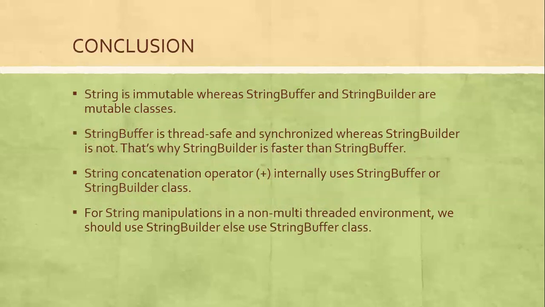This brings us to the conclusion. Let's just summarize. String is immutable, whereas StringBuffer and StringBuilder are mutable classes. StringBuffer is thread safe and synchronized, whereas StringBuilder is not. That's why StringBuilder is faster than StringBuffer. In terms of performance, StringBuilder is faster because StringBuffer works in a thread-safe environment. String concatenation internally uses the StringBuffer or StringBuilder class. For string manipulation in a non-multi-threaded environment, we should use StringBuilder, else use StringBuffer.